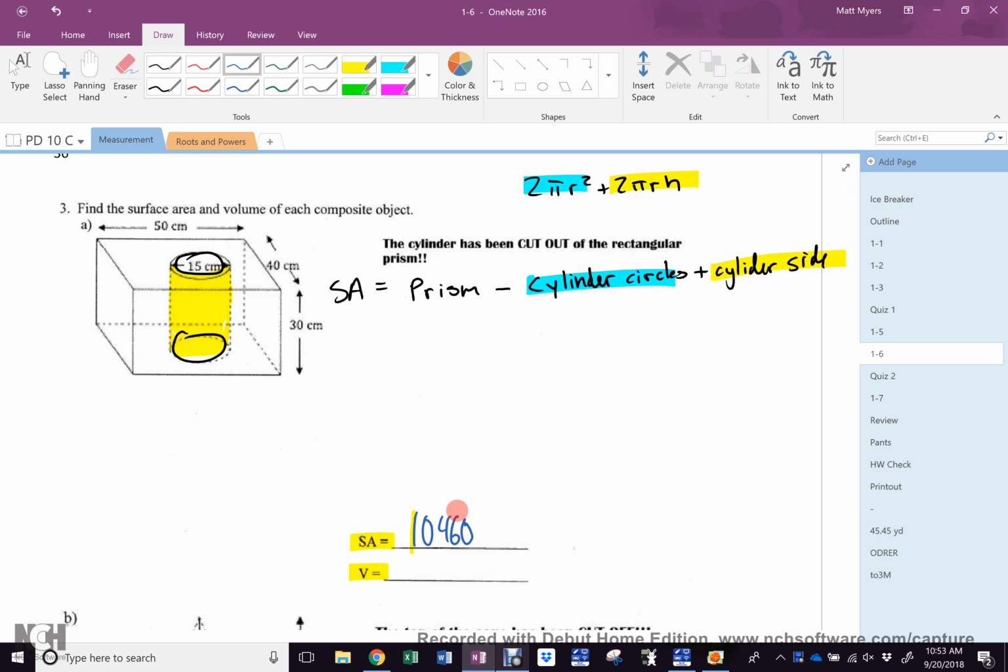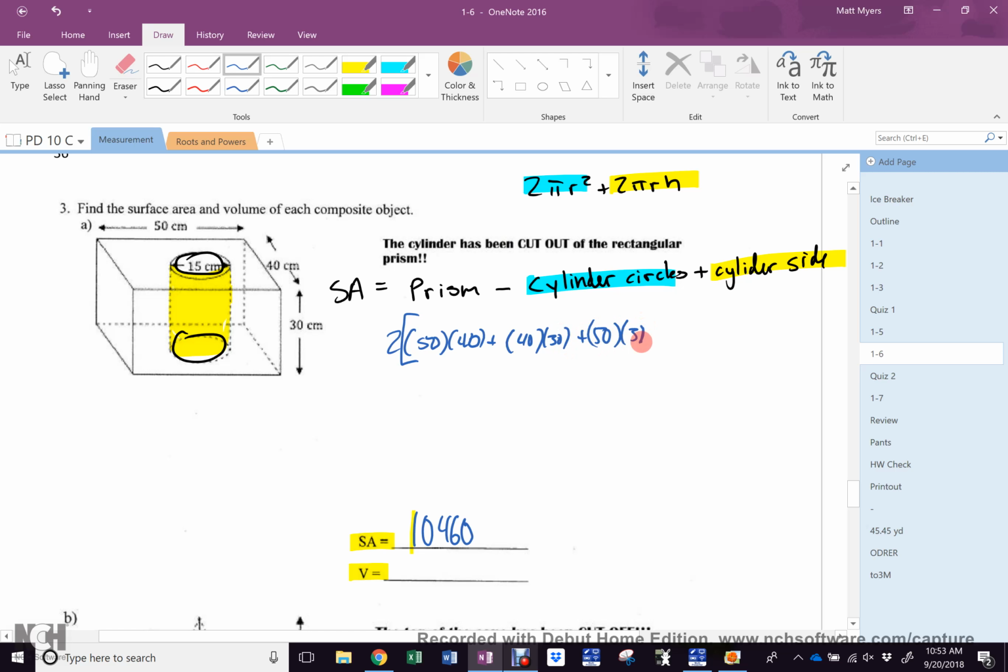Okay. So, I wrote it out here to show you how to do it. The prism is 50 by 40 plus 40 by 30 plus 50 by 30, which is 9,700. Then you cut out those two circles because there's holes in it. So you subtract 2 pi 7.5 squared, because that's the radius. Then you add 2 pi 7.5 times 30, because that yellow is new surface.